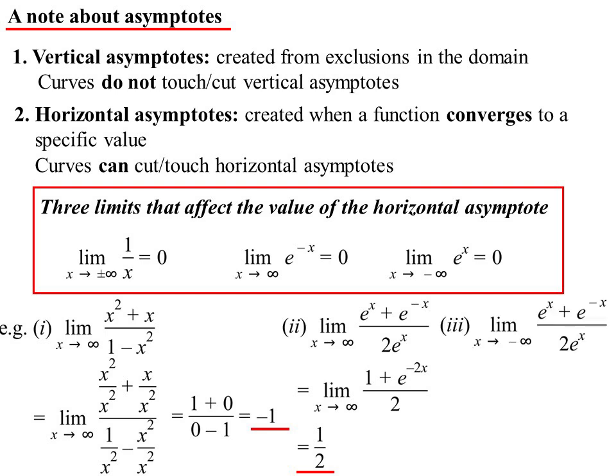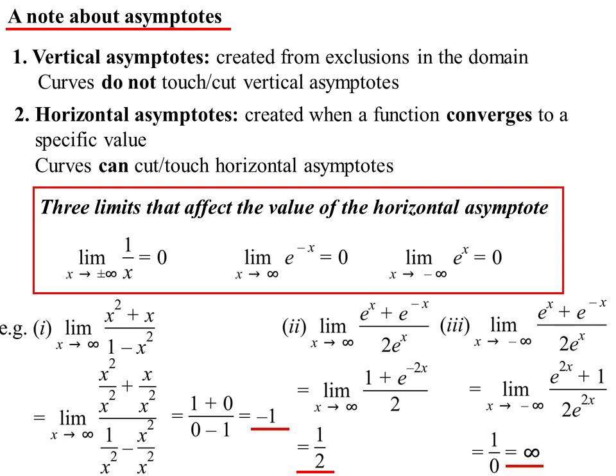If I had that same fraction, what's happening out at negative infinity? Well, now I want to make use of the third limit here. And that's where everything's got a positive index. So how do I get a positive index? Well, now I'll multiply everything by e to the power of x, and that'll get rid of the negative index. I'll be left with e to the 2x plus 1 over 2e to the 2x.